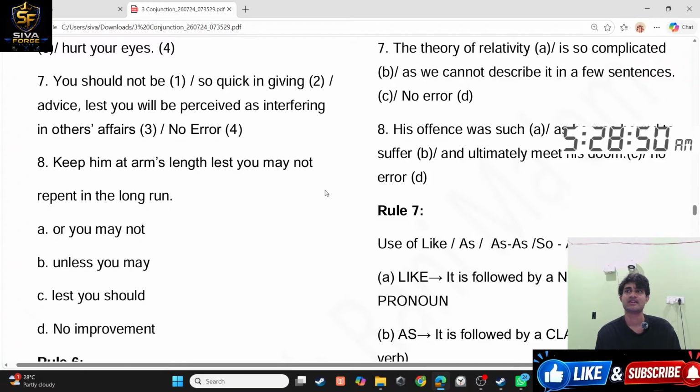37 square is 1369. 38 square 1444. 39 square 1521. 40 square 1600. 41 square 1681. 42 square 1764. 43 square 1849. 44 square 1936. 45 square 2025. 46 square 2136.